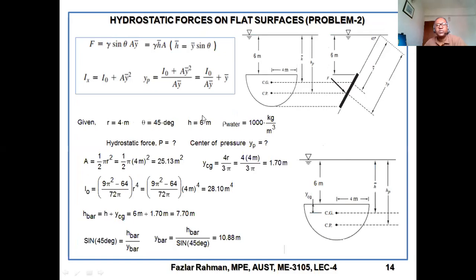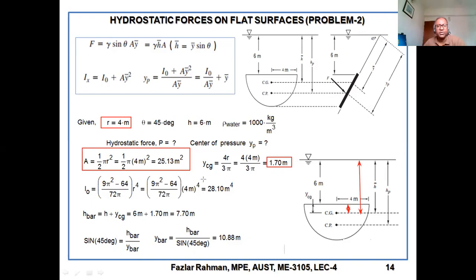Okay. So we need to calculate all the parameters. First, you figure out the area. This one area. YCG 4R by 3 pi. What is R? Radius of the plate, 4 meter. You already got it. So you got 1.73. What does it mean? That means this distance, from here to here, is 1.7. So what will be your HP? I'm sorry, H bar. H bar will be the distance from here to here. That means this 6 plus 1.7. So H bar, the vertical height, is 6 plus YCG. That means 7.7 meter.